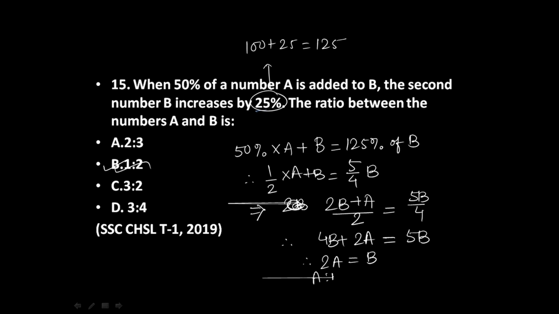So A is to B is equal to 1 is to 2. A by B is equal to 1 by 2. So A is to B is equal to 1 is to 2.